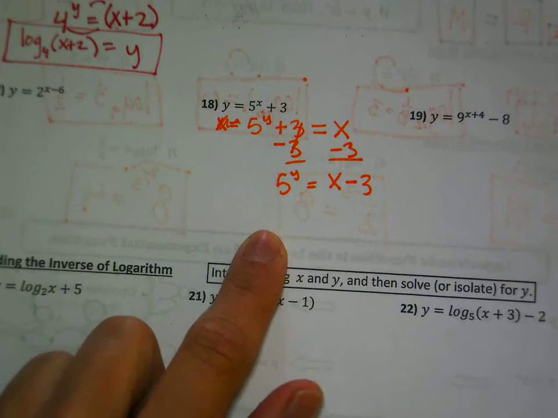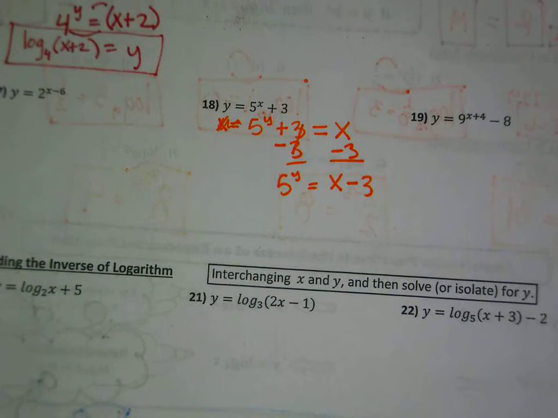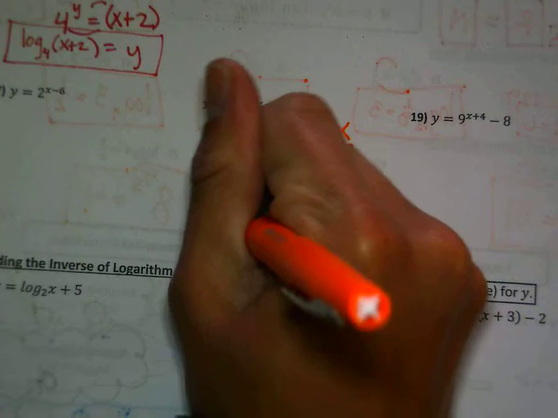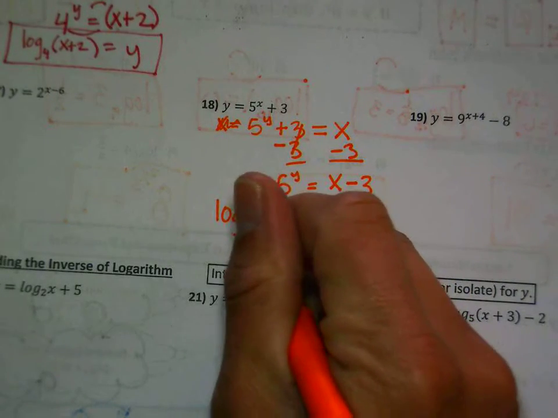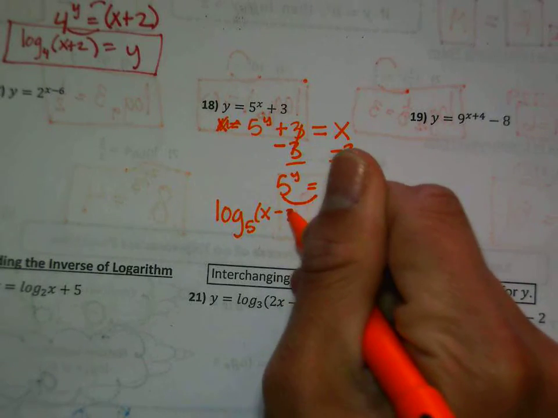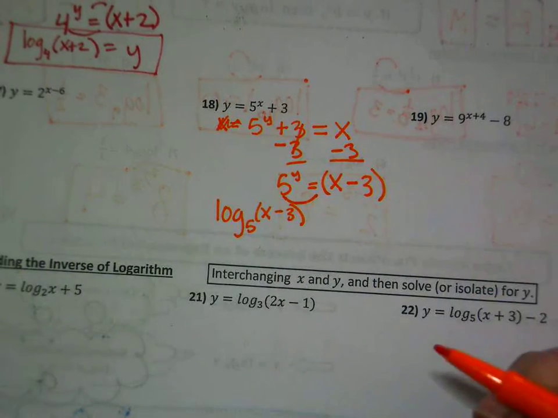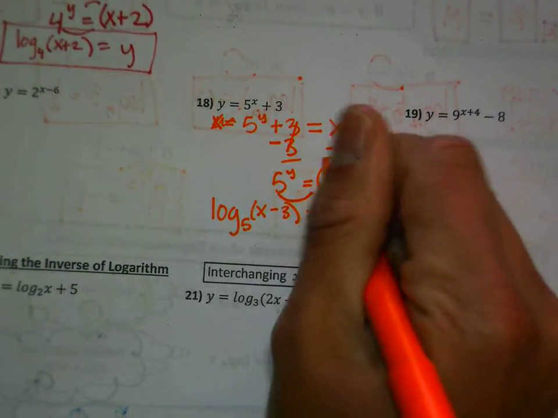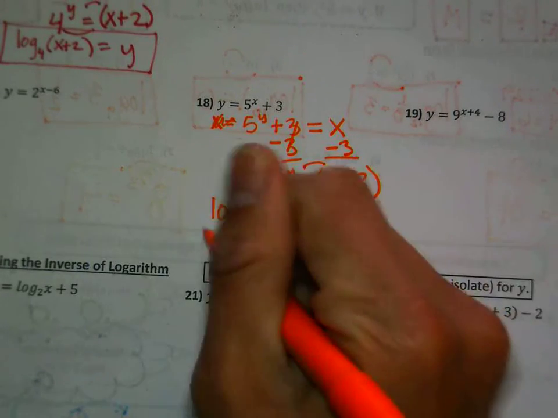So I minus the 3. Over here with the y, there's nothing I can do, so I'm going to put it in log form. So log base what? 5 of x minus 3. Make sure you put it in parentheses because it's all of x minus 3. And then equals y.